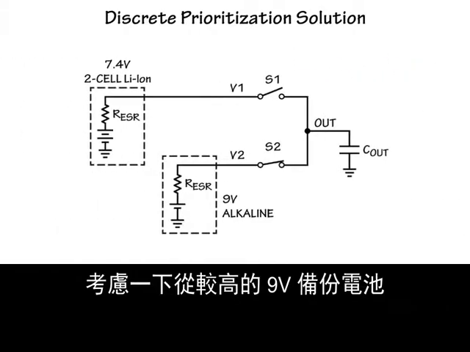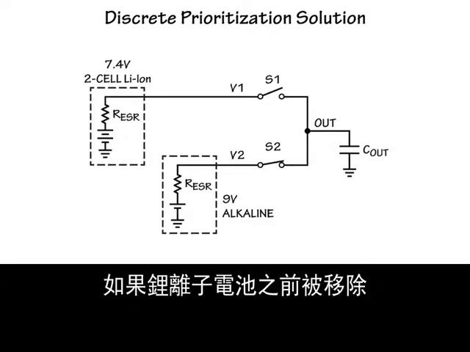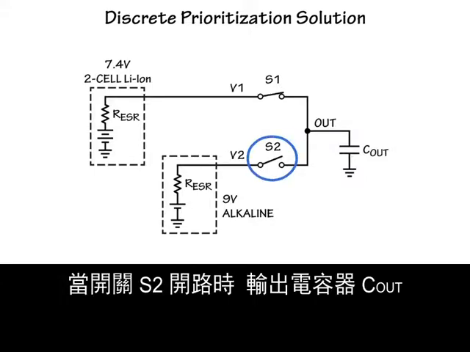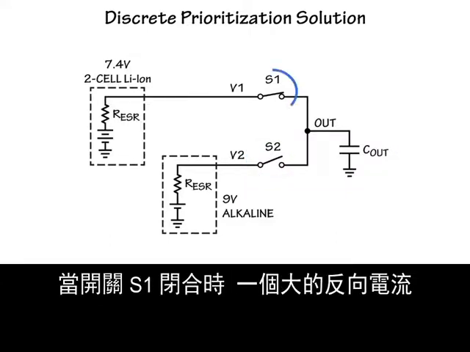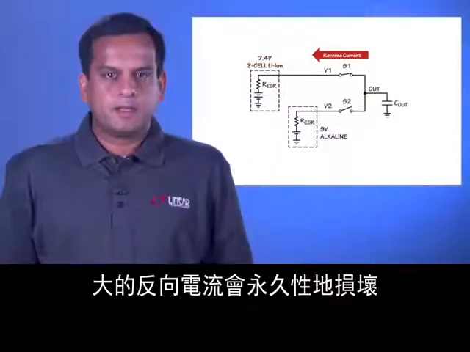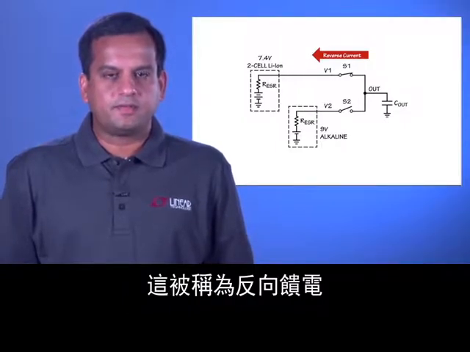Consider the scenario when switching from the higher 9-volt backup battery to the lower 7.4-volt battery. This will occur if the lithium-ion battery has been removed and is now being reinserted. When switch S2 opens, output capacitor Cout is charged to a value close to 9 volts. When switch S1 closes, a large reverse current flows into the 7.4-volt battery from the output capacitor. Large reverse current can permanently damage batteries and power path switches. This is referred to as backfeeding.